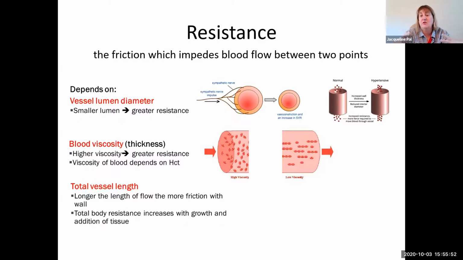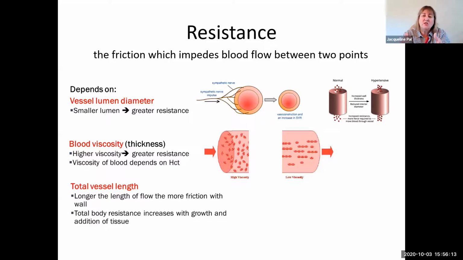The same thing applies if you just put on weight rather than going from childhood to adulthood. As an adult, if you go from 150 pounds to 300 pounds, that means your blood vessels have to get longer to get through all the adipose tissue. So the total vessel length would increase, and that would increase the resistance.